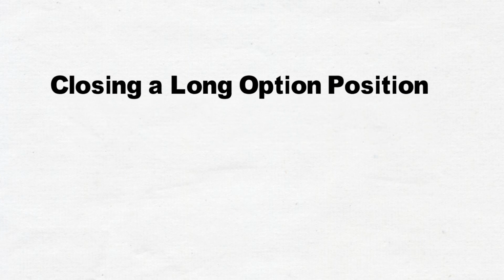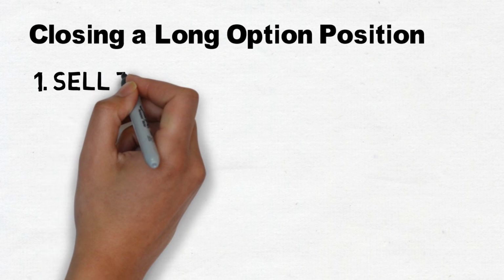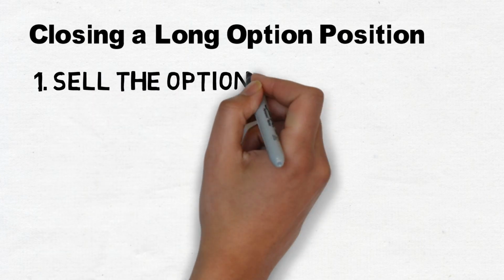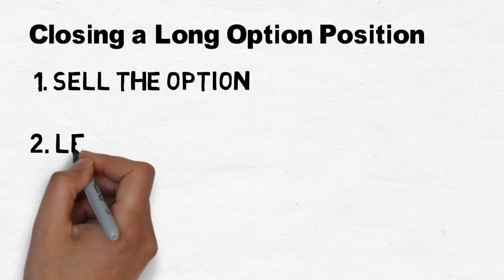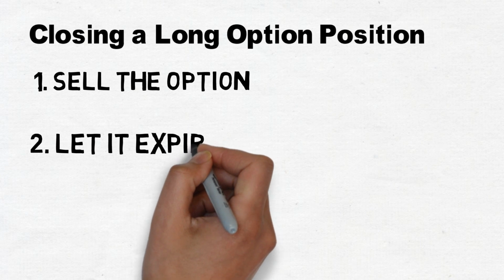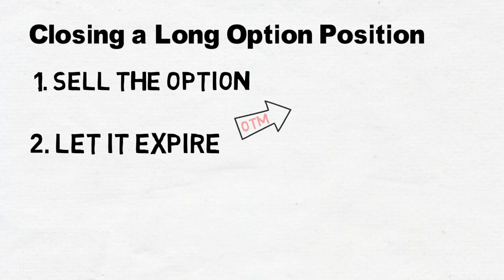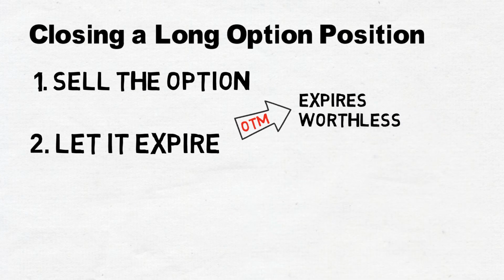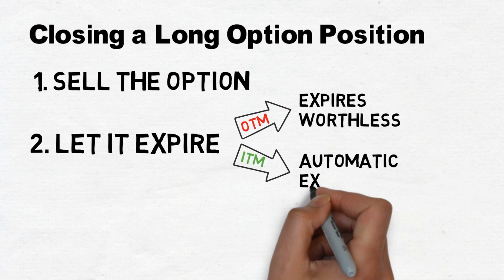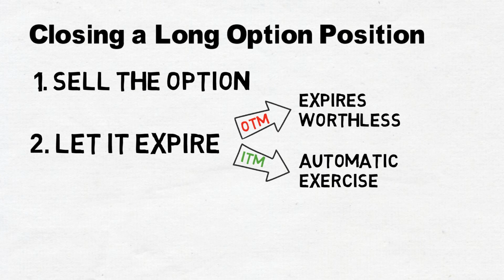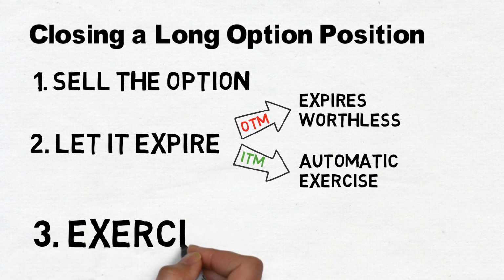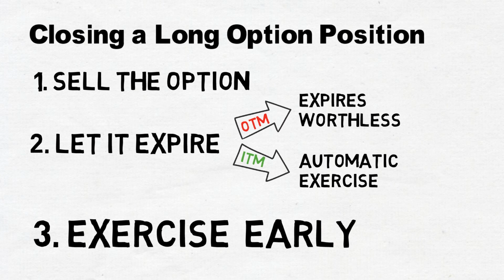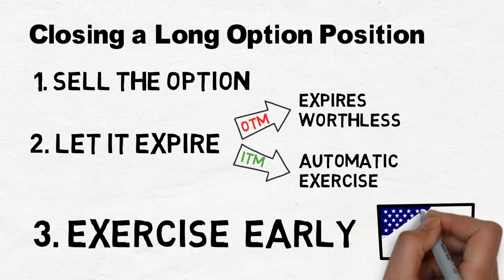There are three different possibilities to close a long option position. The first would be to simply sell the option. This has no consequences for the option seller. The next alternative would be to let the option expire. If it's out of the money, it will expire worthless, and there would be again no consequences for the option seller. If, however, the option is in the money by more than $0.01, it would usually be automatically exercised. The last possibility would be to exercise the option early. This is only possible for American-style options.